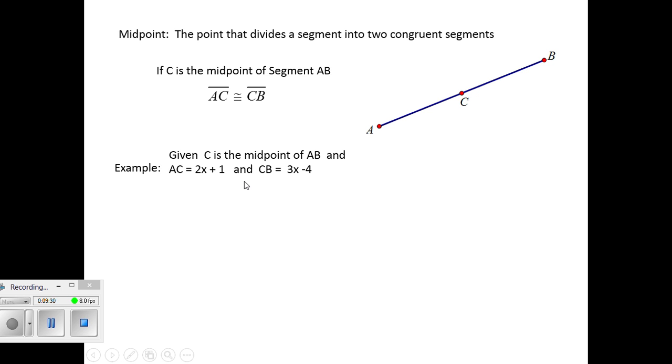Another algebra problem of sorts coming our way. In this instance, we're told AC, that's the half length, is 2x plus 1. CB, which is the other half, is 3x minus 4. So we're asked to find all 3 lengths. So we start.